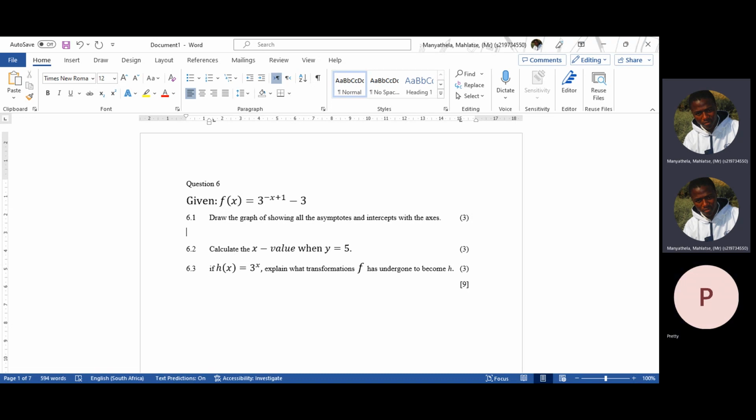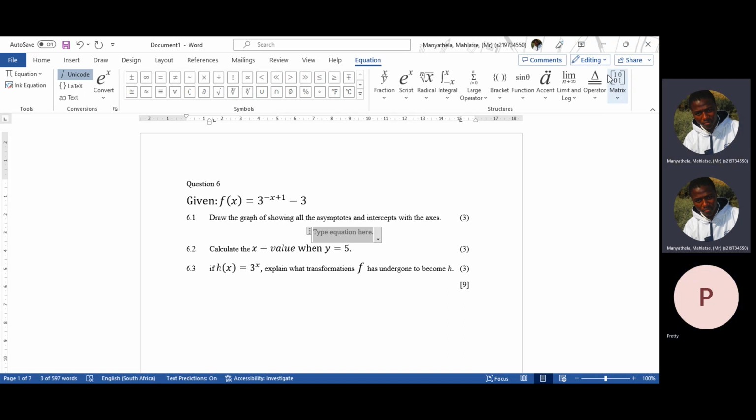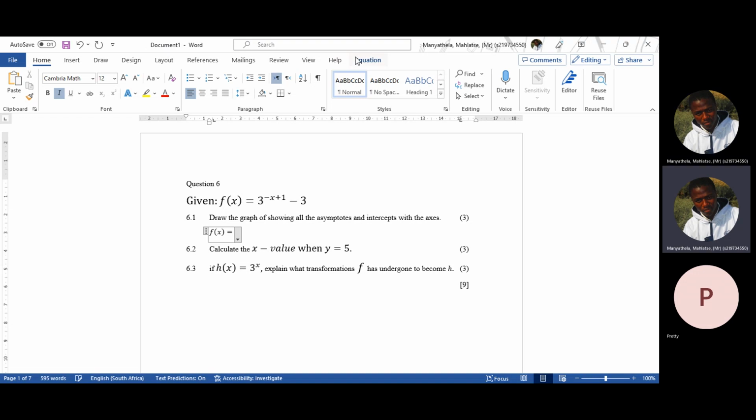If we're going to calculate the y-intercept, what do we do? x equals 0. If we calculate the y-intercept, x is equal to 0. F of x is the same as y. So let's do that. F of x equals, we're making x equal to 0, right?